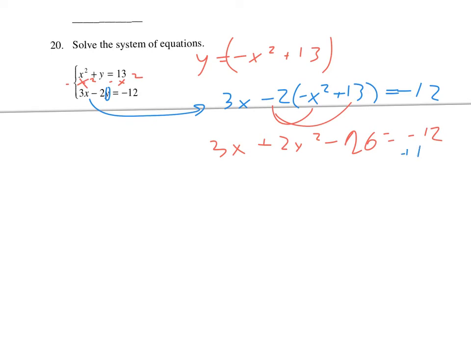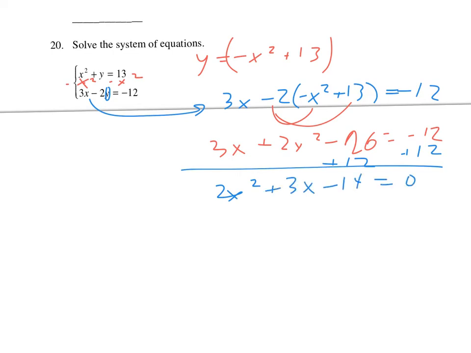I need to get one side to 0, and then I need to rearrange it into standard form. So I'm going to put 2x squared first, and then 3x, and then minus 14 equals 0. So now we're going to factor this. We're going to think of two numbers that multiply to negative 28 and add to 3. So that's negative 7 and 4. Actually, no, it's positive 7 and negative 4.